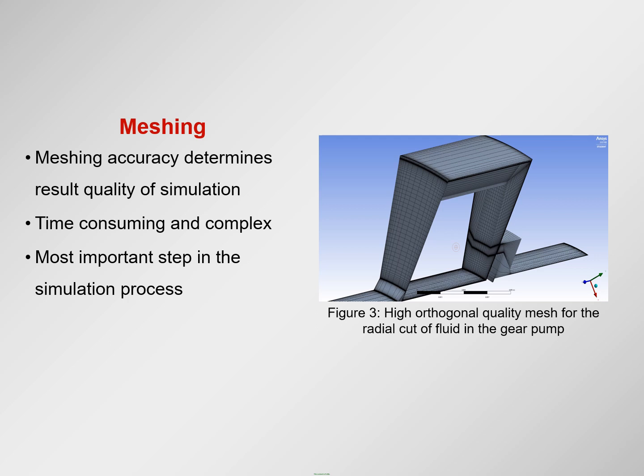Meshing was a crucial point for the simulation process since the meshing accuracy determined the result and quality of the simulation. It was very time consuming and complex, and the most important step in the simulation process. And you can see in Figure 3 that we had a high orthogonal quality mesh for the radial cut.